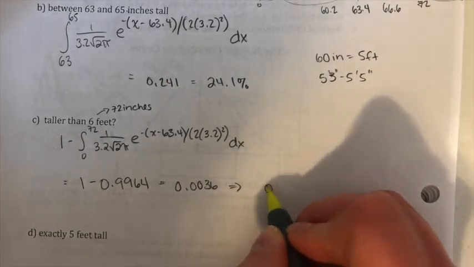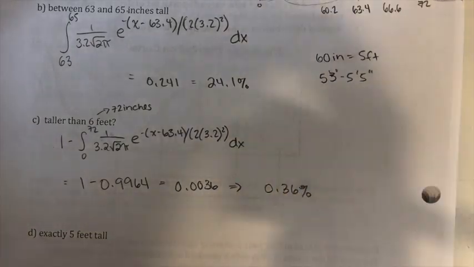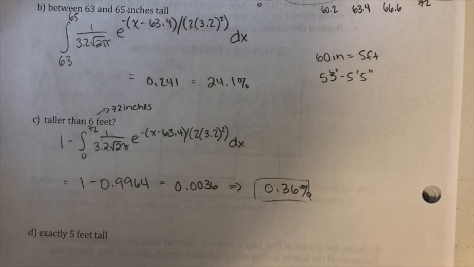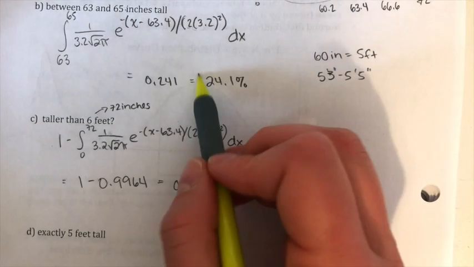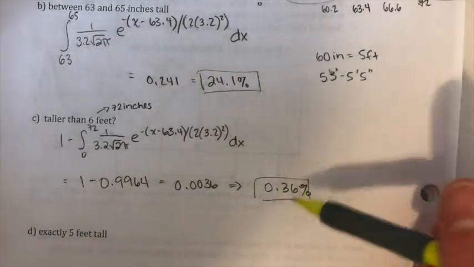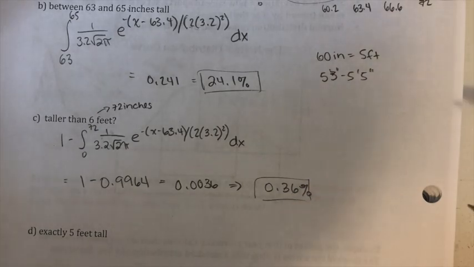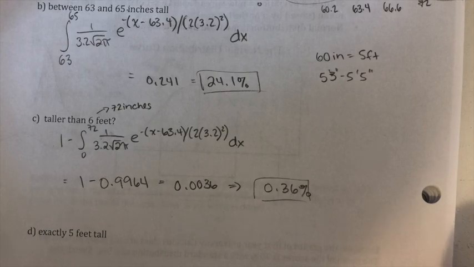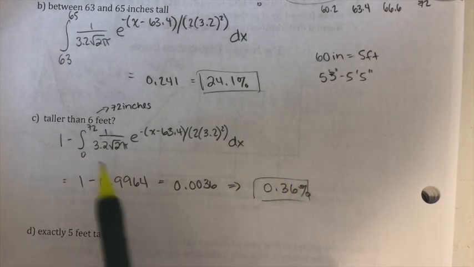So that means 0.36%, so not even 1% of females statistically are over 6 feet tall. Okay, we probably know a couple. If you watch professional basketball, you probably know more. But like it's a very small portion of the population, which makes sense. I think I know one woman in my life, not on TV, who is actually taller than 6 feet.